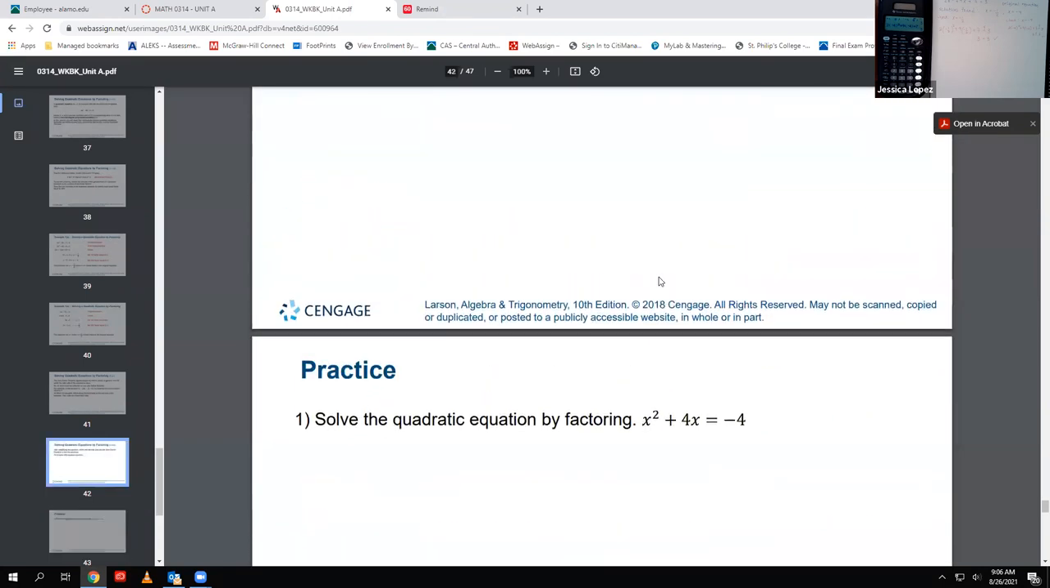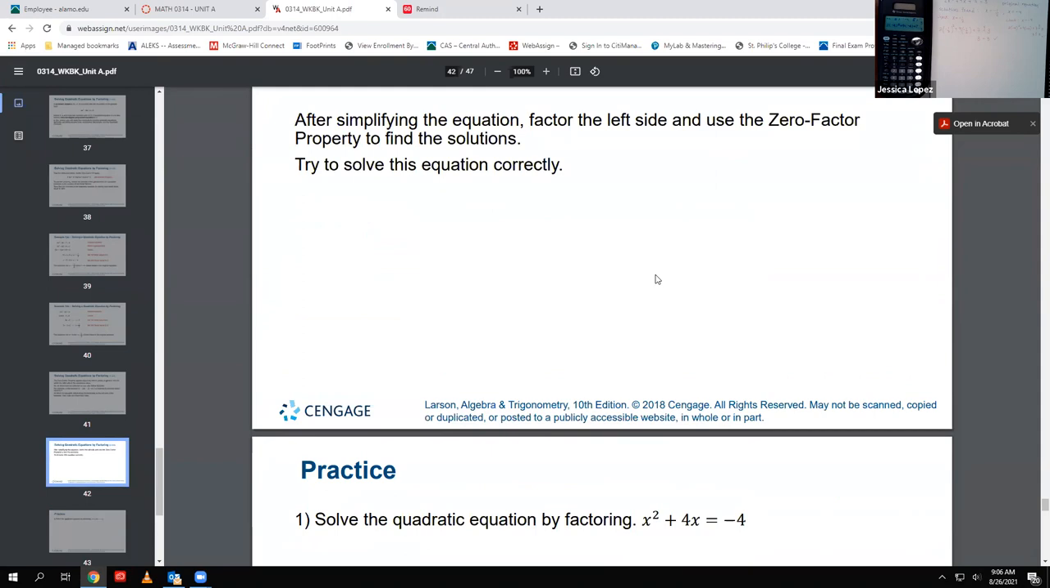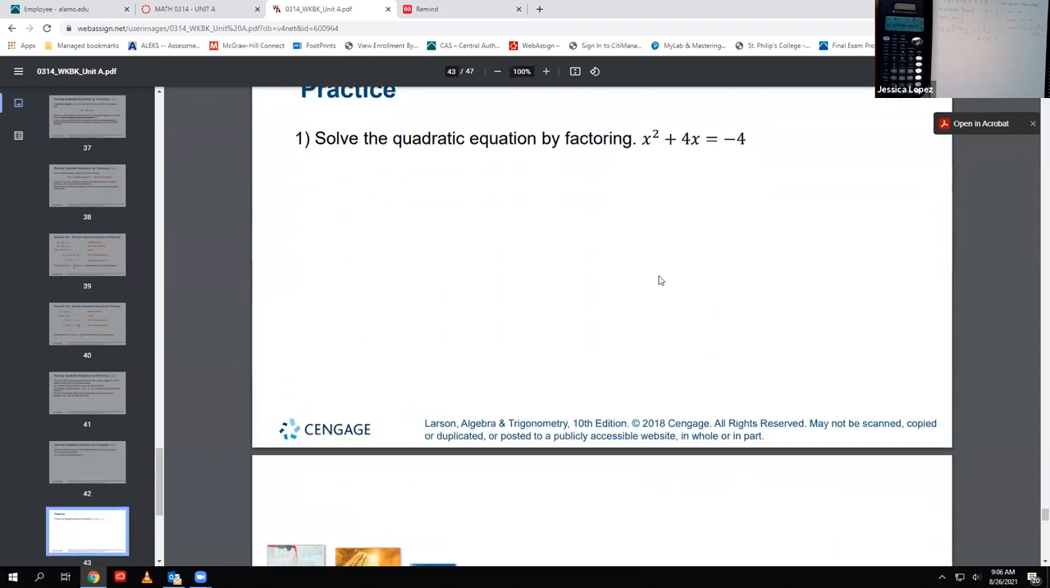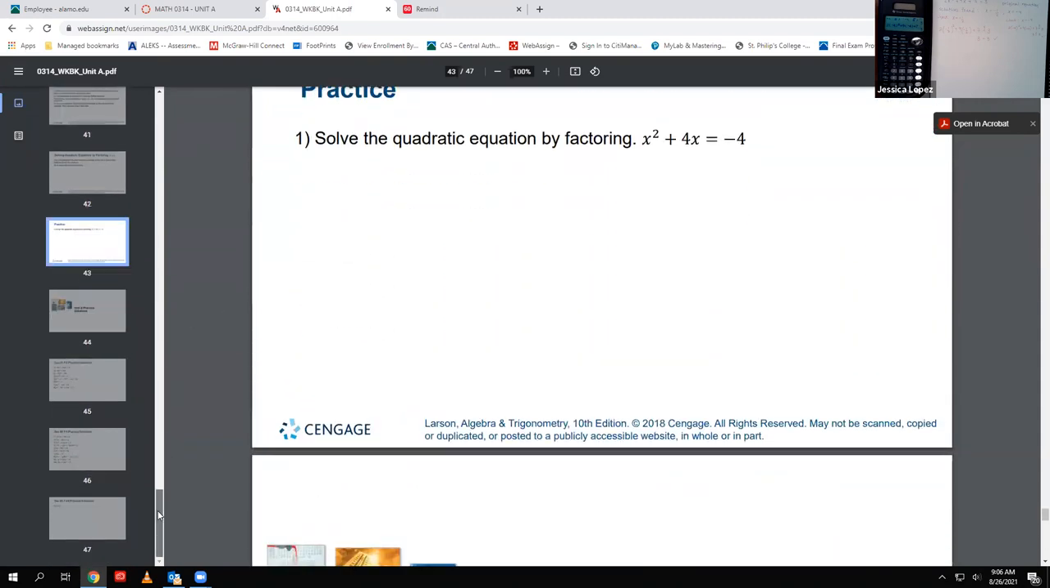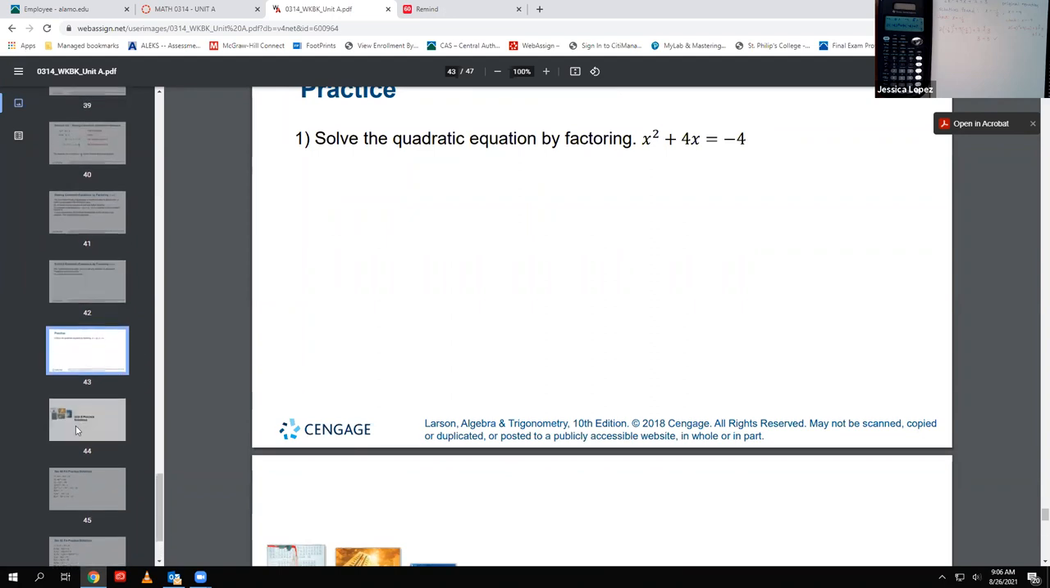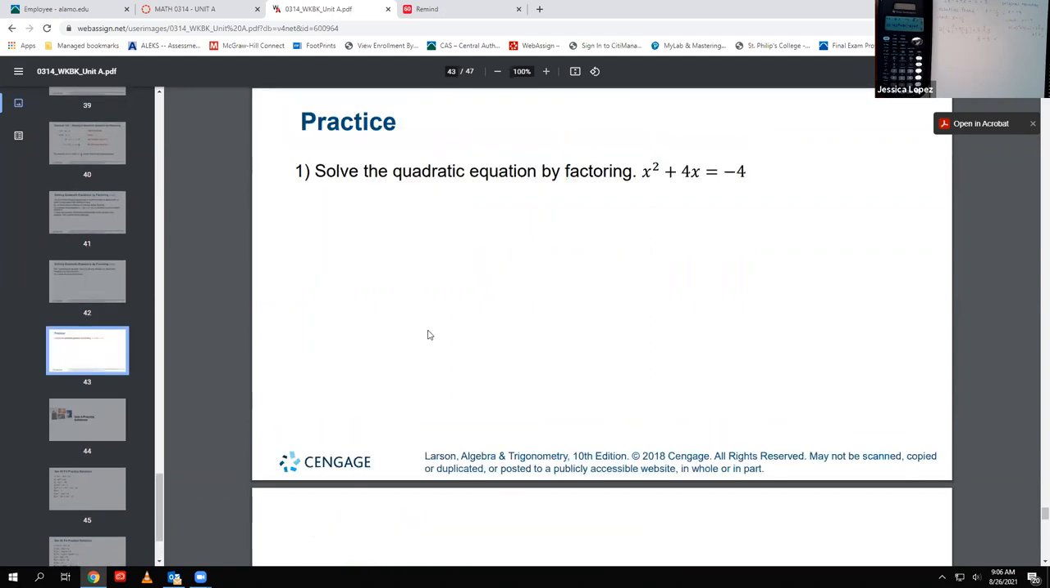So we're gonna jump into the practices and we're gonna start seeing how many do we have in practice. We just have 1 to practice. You'll have more in your homework, but they're all pretty much work the same. You have to get it equal to 0, you have to factor it, and then you have to set each factor equal to 0. So let me stop sharing and let me write this problem down.